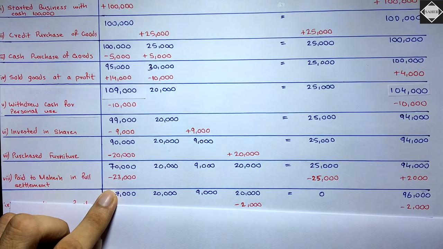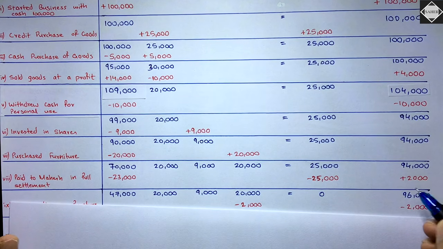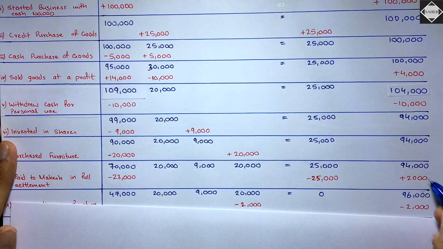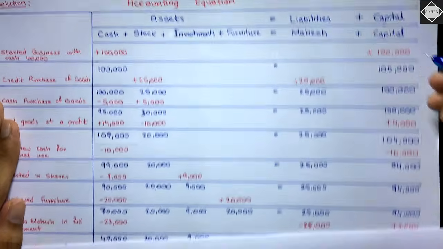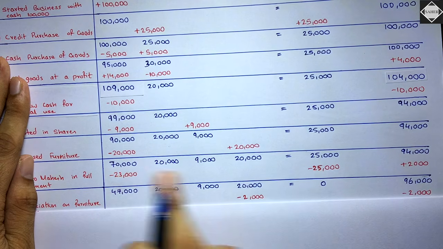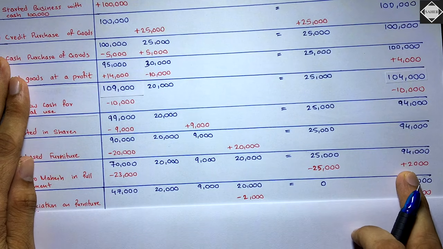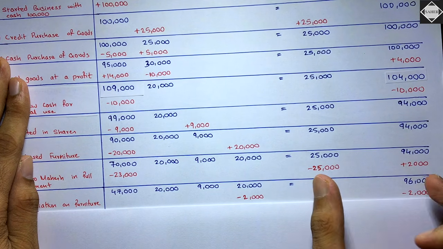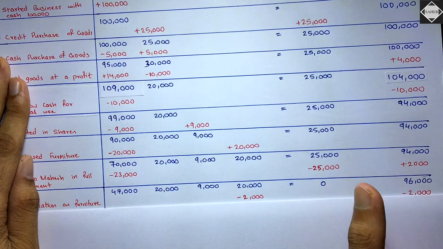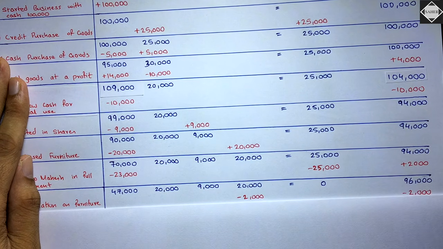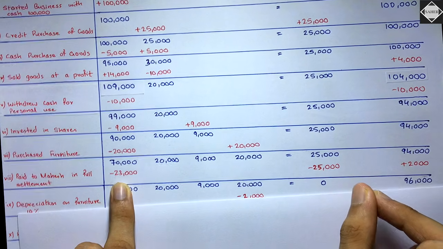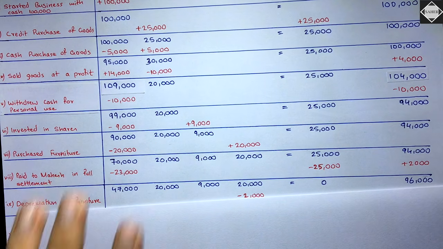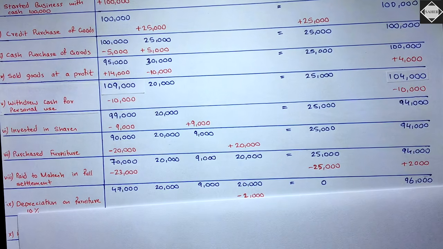Yeah, the business is gaining by 2,000, so that 2,000 has to be added in the capital as discount received, which is an income added in the capital. Is that clear? See here, minus 23, minus 25, plus 2,000. So minus 25 plus 2,000 is equal to minus 23 net. So whatever you subtract from the left hand side, the same thing has to be subtracted from the right hand side. Is that clear?